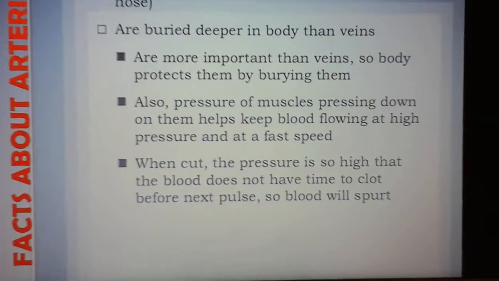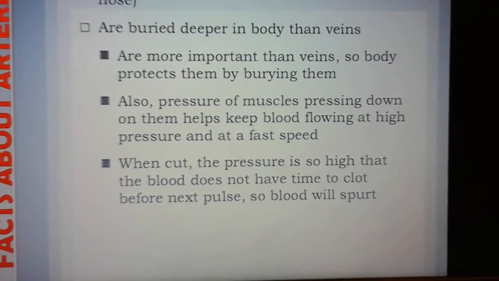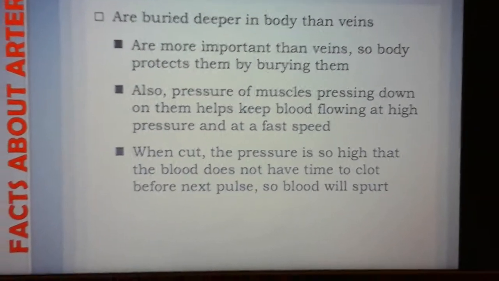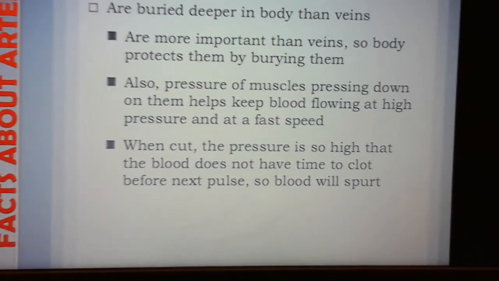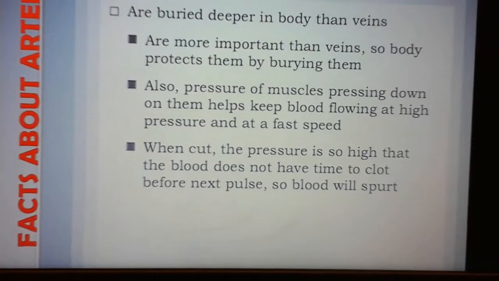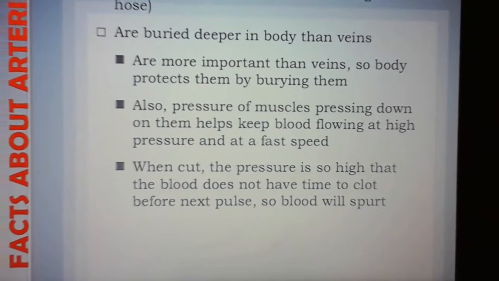Veins are carrying mostly waste products. So your body doesn't worry about how fast the blood is moving in the vein. The blood moving through veins is a lot slower than moving through arteries, because as long as the blood gets to where it's going, it's okay if it takes a little bit longer. But with arteries, they're carrying those nutrients, and so you need to get those nutrients to those tissues really fast.